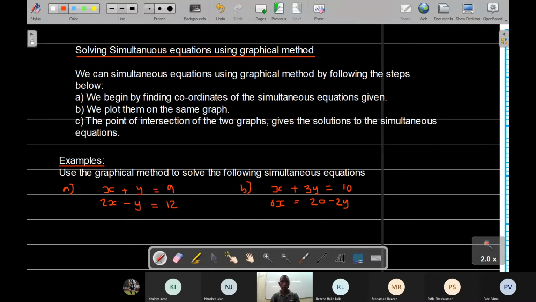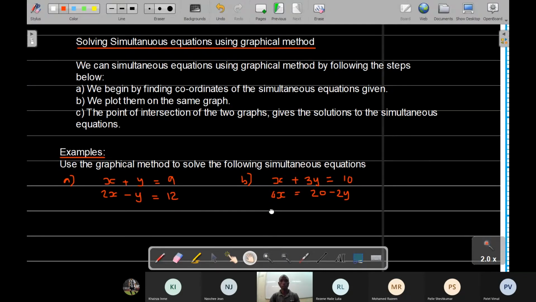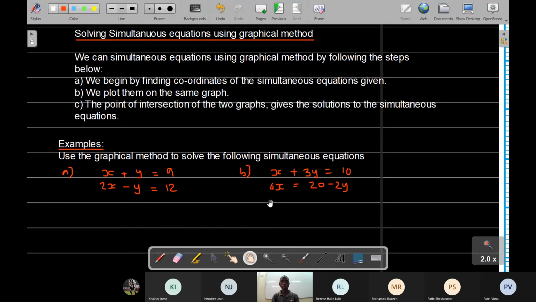Okay, so we have those, A and B. They want us to use the graphical method to solve them. Okay, we use the graphical method to solve them. So if we are to do this, I'm going to show you exactly what to do. It is very, very easy.